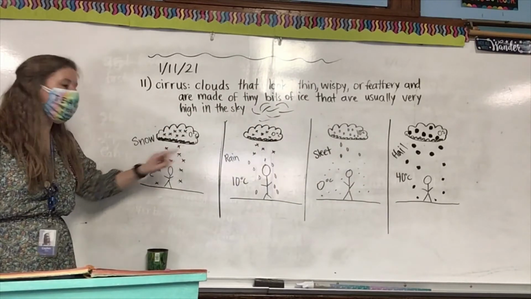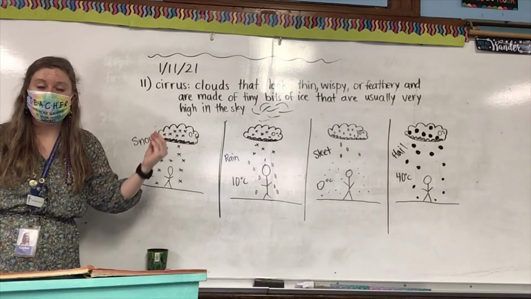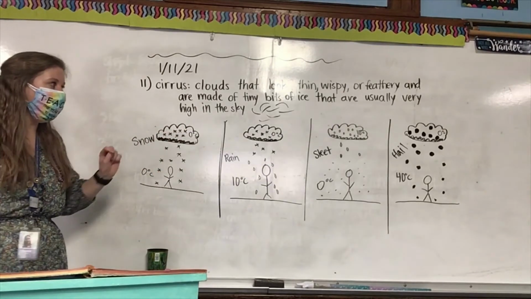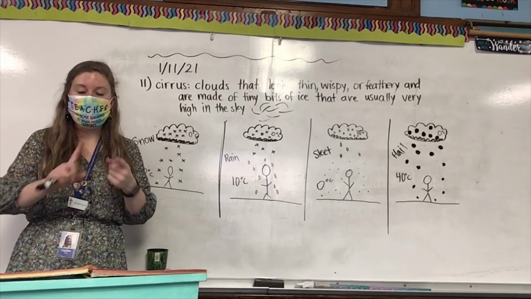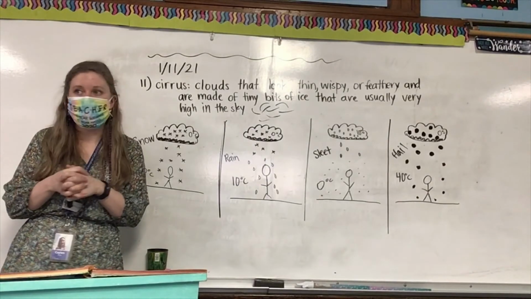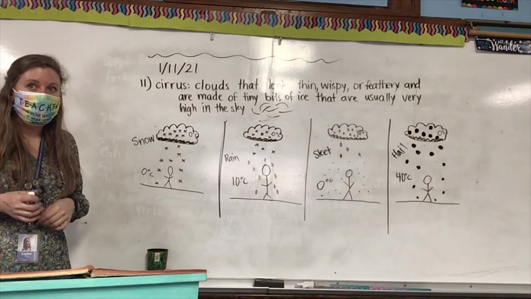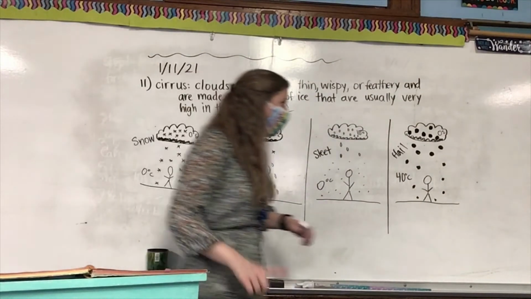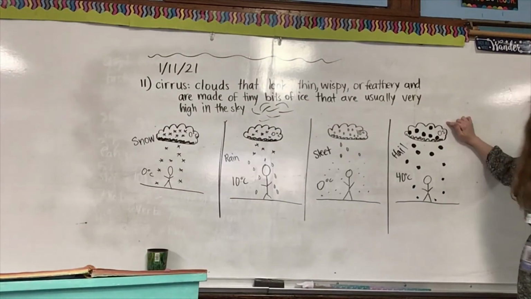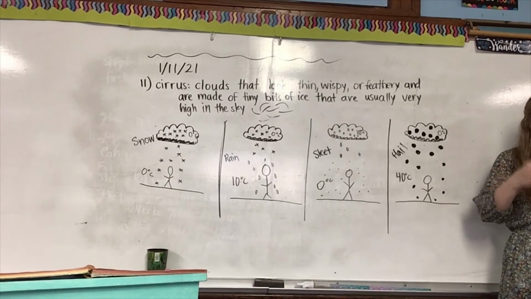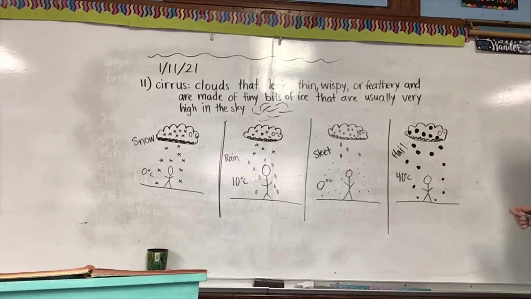Okay, so we know snow starts in the clouds as frozen. We know it ends frozen as it falls. What other form of precipitation starts in the clouds as frozen, as a solid? Michaela: Hail. Hail starts as a solid. What does it end as? A solid or a liquid? A solid. It stays a solid because it's too big to completely melt.